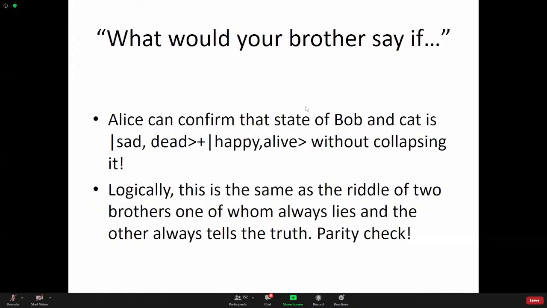And the quantum mechanical analog is exactly the experiment that I told you about, which is why it's possible to make a measurement to confirm that the state of Bob and the cat and the photon and everything else is entangled without actually collapsing this state. So you can confirm the state and then you can use it later for interference. None of this is actually a contradiction in quantum mechanics. And it's really just a simple parity check.